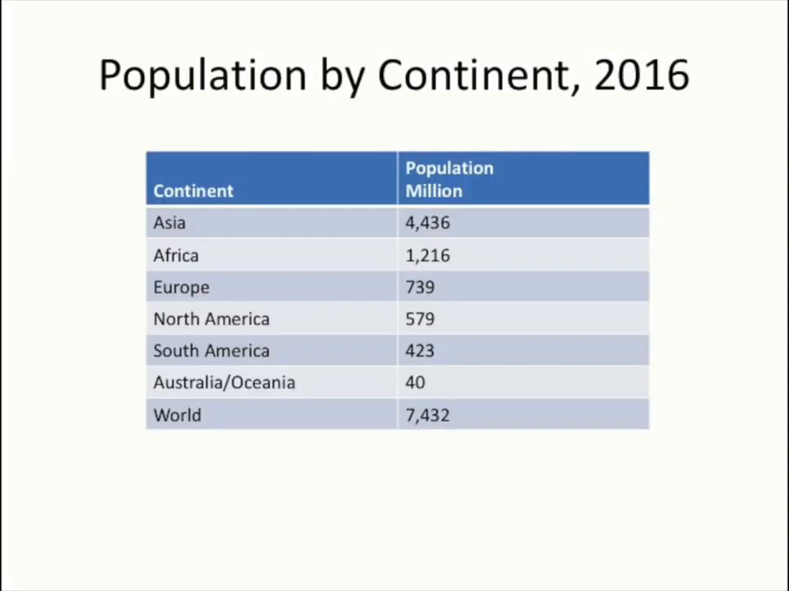I want to turn to our next topic, Determinants of Consumption, and we begin with population. Here are some statistics from 2016 that show population by continent: Asia, Africa, Europe, North America, South America, and Australia. In 2016 there were 7.4 billion people in this world, 7,432 million.